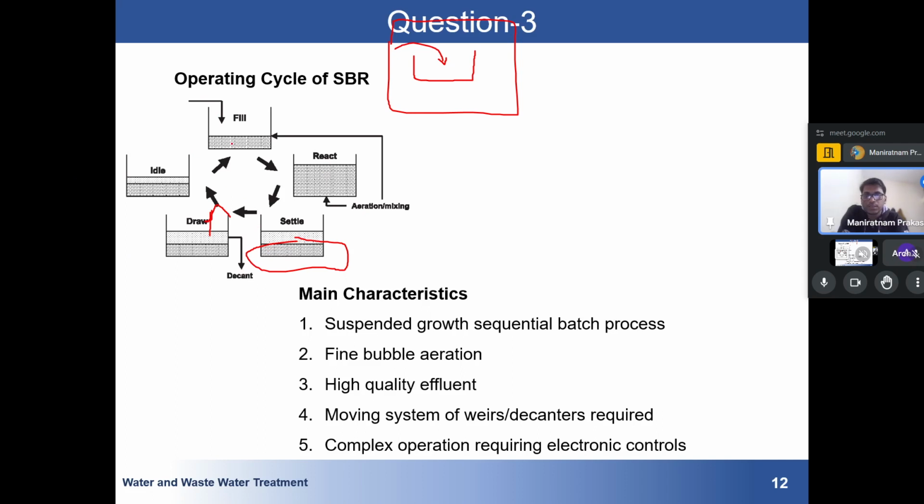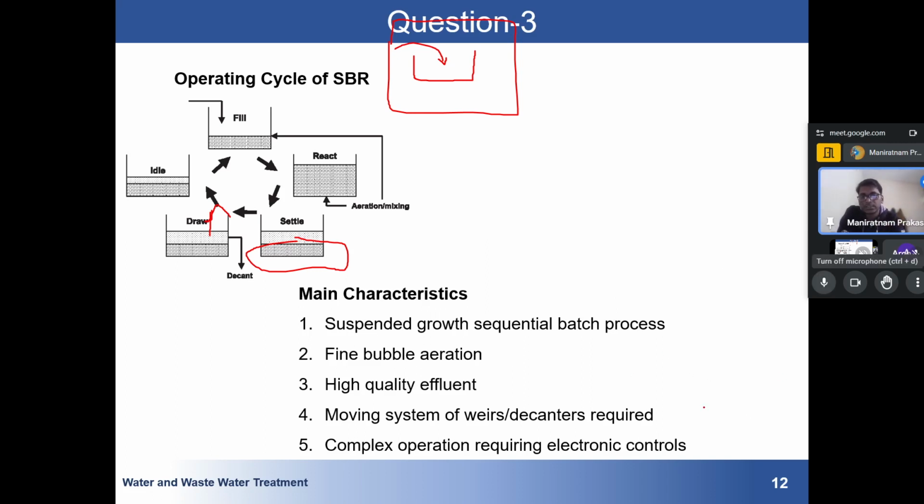So you can see there is fill, reaction, settlement. Reaction is happening between microbes and organic matter. The suspended particles which were generated will settle down. The clean water will be drawn and taken to another treatment unit, and this unit will keep rotating. So this is known as a sequential batch reactor, which means we are doing one step after another.